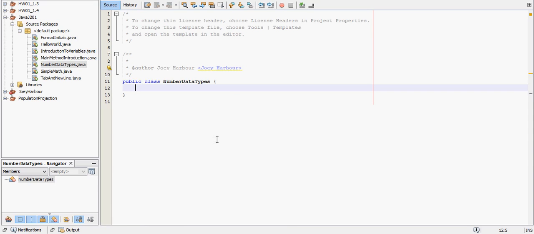In this video, we're going to go over a few of the data types that you can use for numbers. The six we're going to go over are byte, short, int, long, float, and double. And we're going to do it in that order.